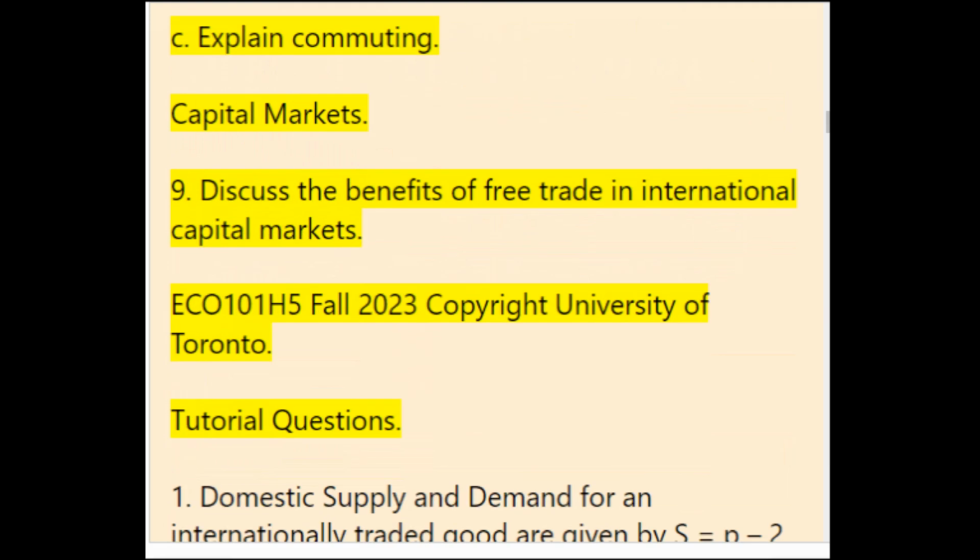C. Explain commuting. Capital markets. 9. Discuss the benefits of free trade in international capital markets.